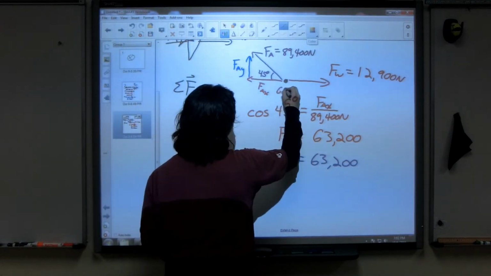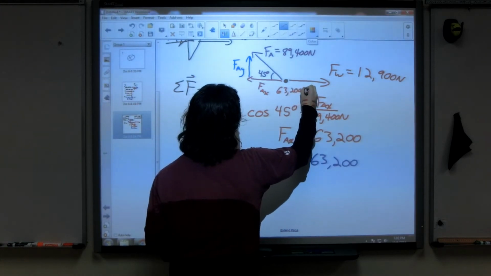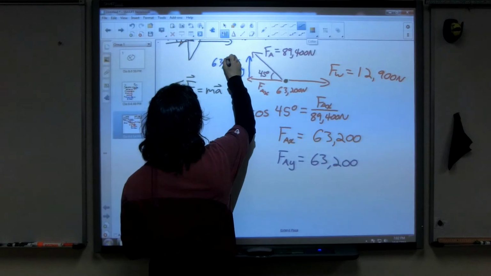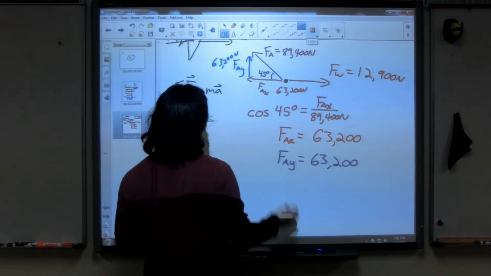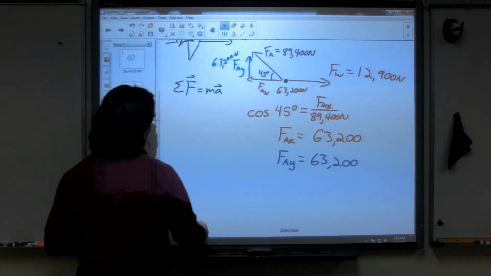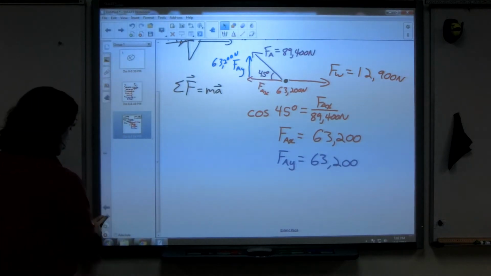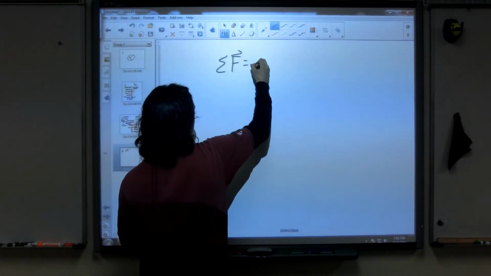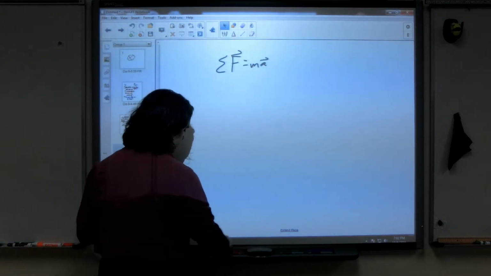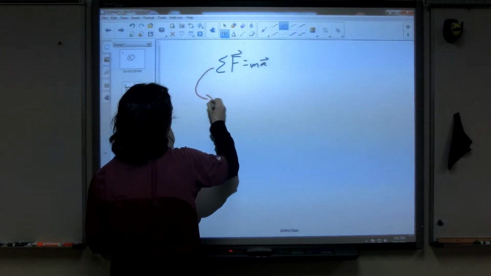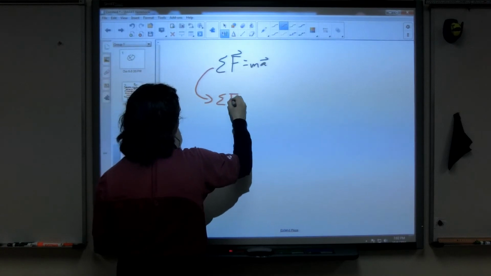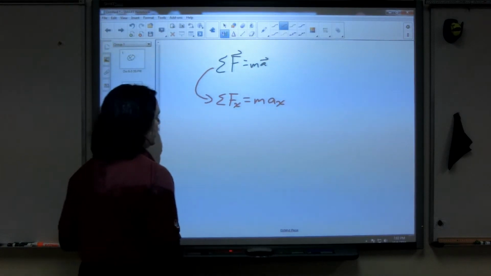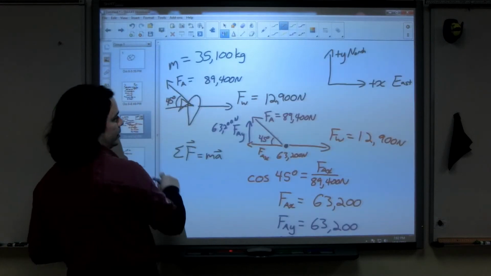This one is 63,200 newtons in the x, and this one is 63,200 newtons in the y. I'm going to apply Newton's second law of motion. To do that, I need to split things into the x and y, so I'm going to do sum of forces in the x equals my mass times my acceleration in the x. I'm going to look back at my free body diagram.